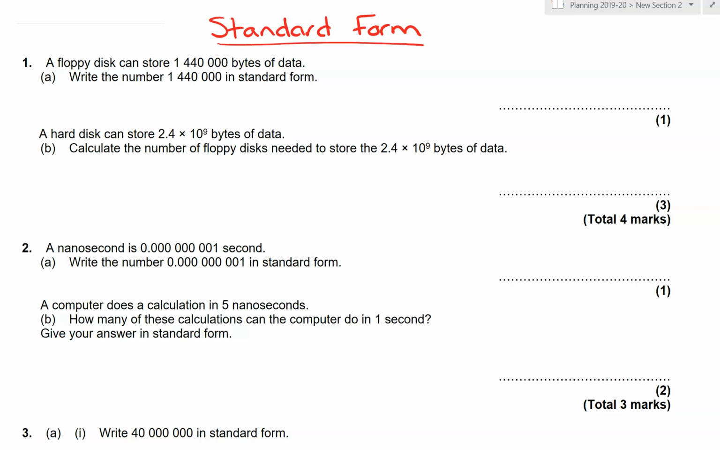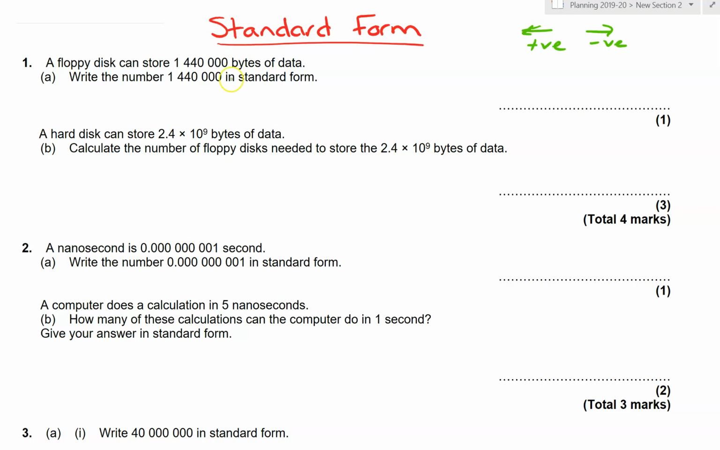So standard form, really the key thing to remember is that you're going to have powers of 10 and you're going to have decimals, and the decimal part must be between 1 and 9. Anytime you're moving decimal places to the left, it's going to be a positive index, and moving to the right is going to be a negative index.